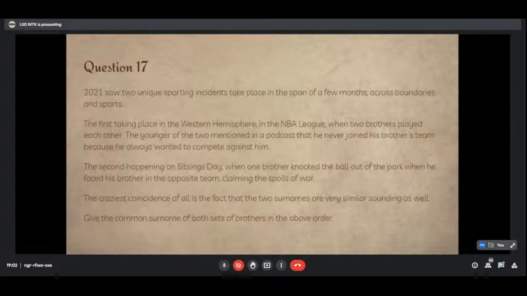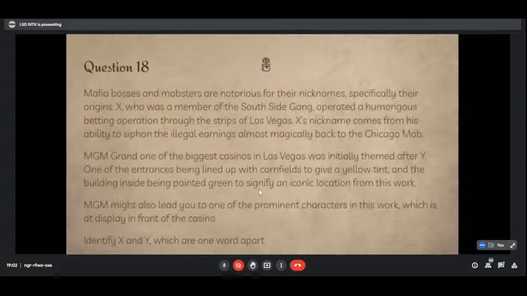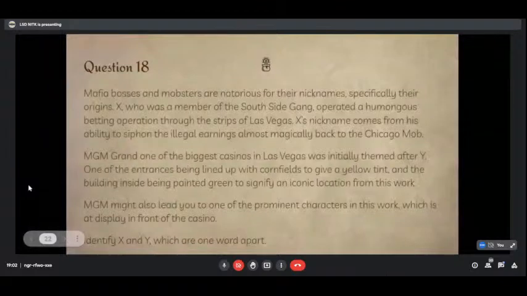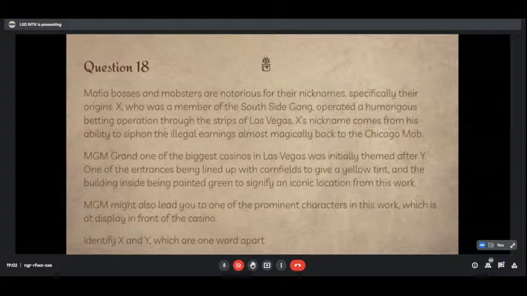Moving on to the next question, question 18. The mafia bosses and mobsters are notorious for their nicknames, specifically how they originated. X, who's a member of the South Side gang, operated a humongous betting operation through the strips of Las Vegas. And his name comes from his ability to siphon all these illegal earnings almost magically back to the Chicago mob, who he served, who he represented in Las Vegas.